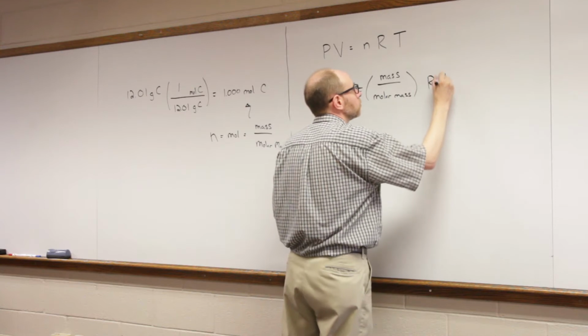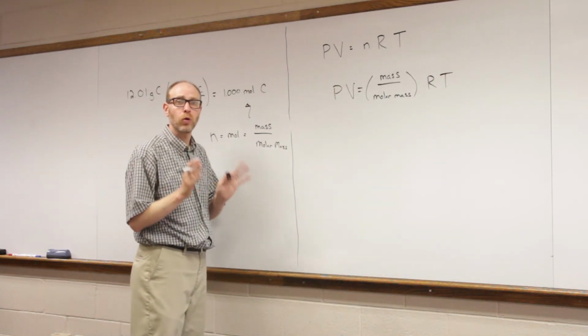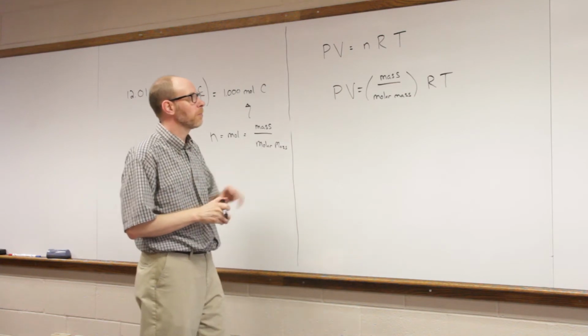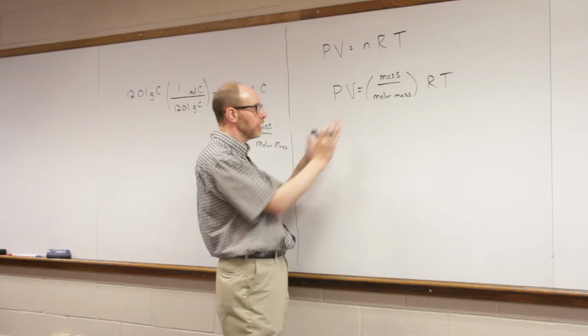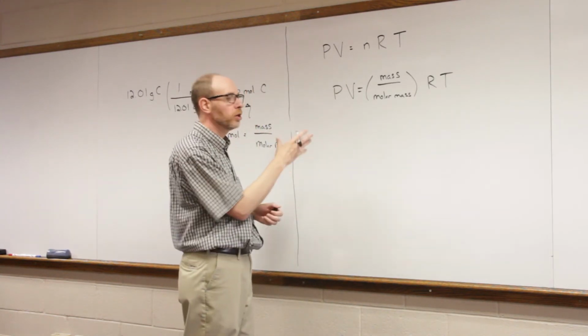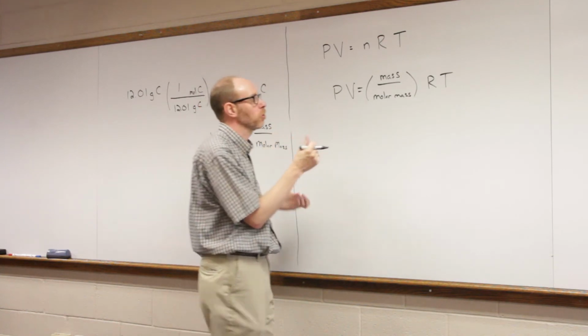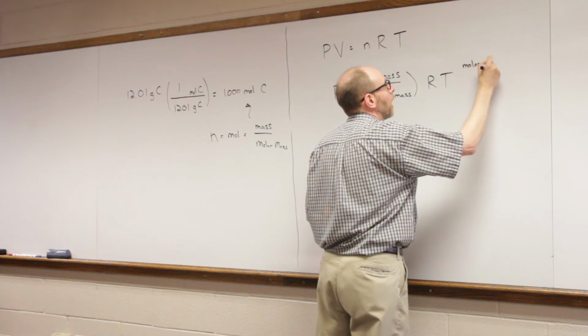times RT. Now this particular rearrangement is a little bit more straightforward, and the reason for that is that before we were trying to calculate mass over volume. Here we just want to rearrange it for molar mass. So what we're going to do first is the same step that we did first in the last problem. We're going to multiply both sides by molar mass.